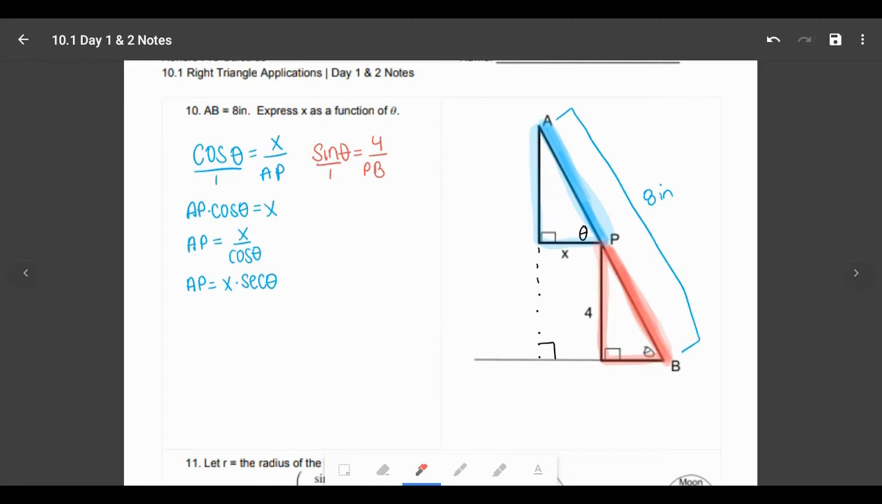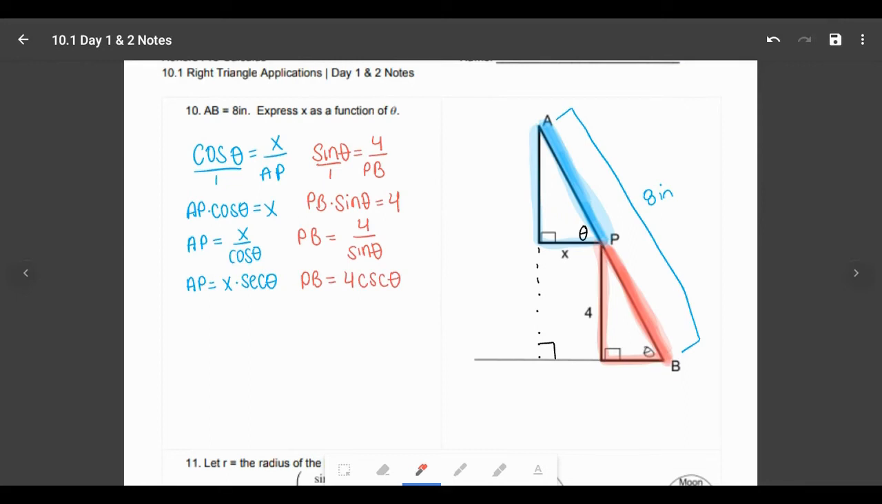Do the same manipulation as we did with our blue side. So BP times sine of theta equals 4. BP is equal to 4 over sine theta. And again, with our trig identities, BP should be 4 cosecant of theta.